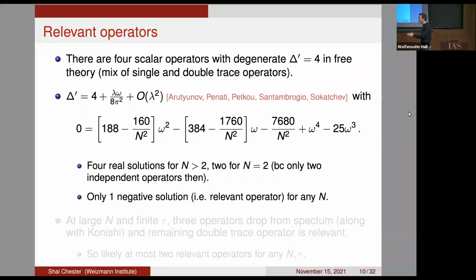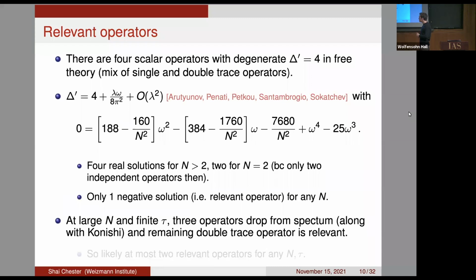So that means only one of these operators, at least at weak coupling, is relevant, and the other ones are all irrelevant. One can also consider a different limit. So there's the limit of large n and finite tau. In this case, 3 of these operators drop from the spectrum because they involve single traces. The Konishi also drops from the spectrum because it's single trace. And then only one relevant operator remains, which is the double trace.